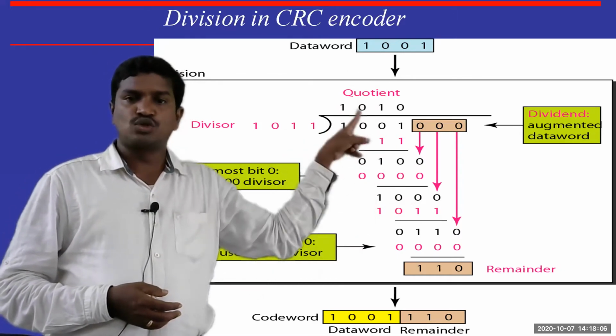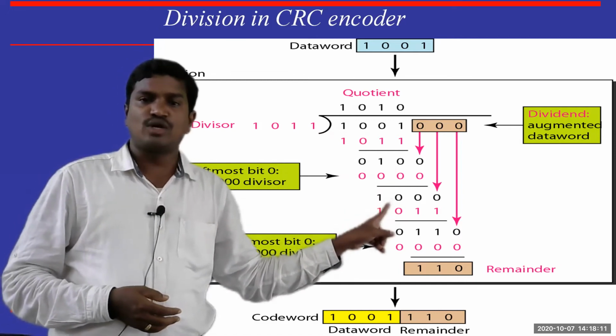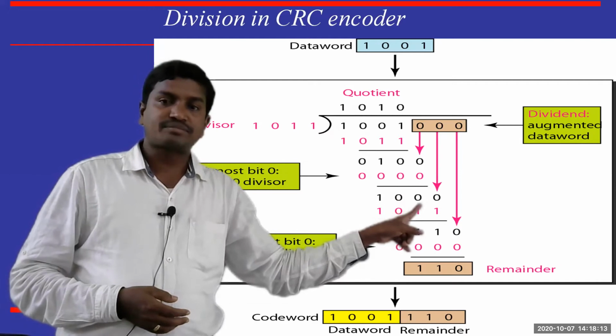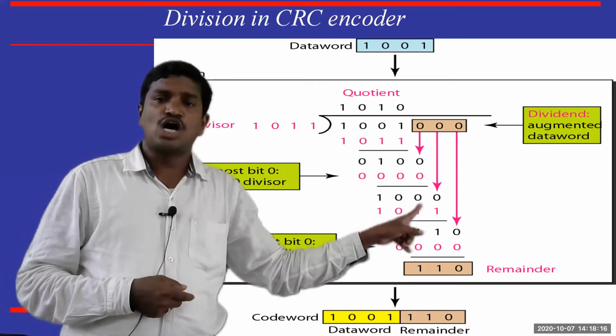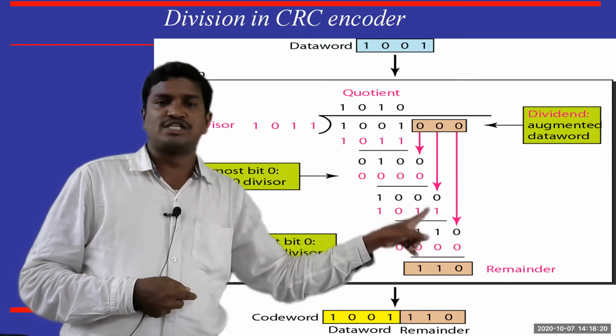So the divisor becomes all zeros. And now we do the XOR, and if you do the XOR, you'll get 1 0 0. Still, bits remain in the augmented data word. So 1 0 is taken, and now it becomes 1 0 0.